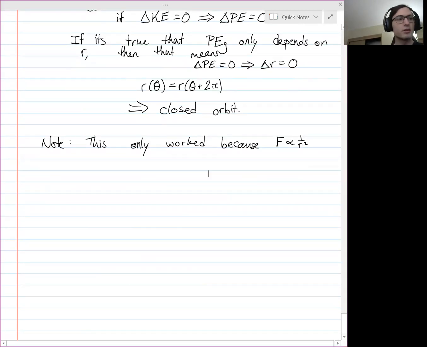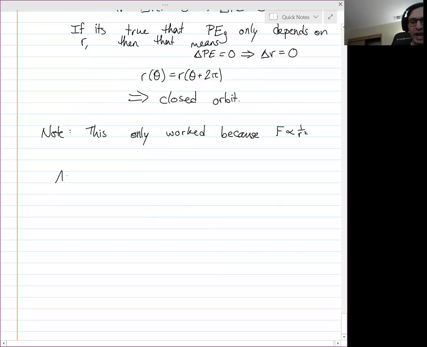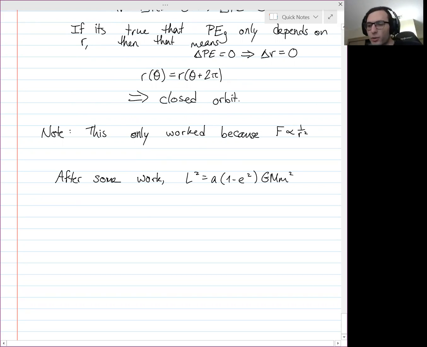By the way, it takes some work to get this result, and I'm going to skip over it, especially because some of it is homework problem 6. But it is true that after some work, we obtain the result that L squared is equal to A times 1 minus E squared times G capital M lowercase m squared. Is there a valid way to do it where you integrate Kepler's second law? Because that's what I did.